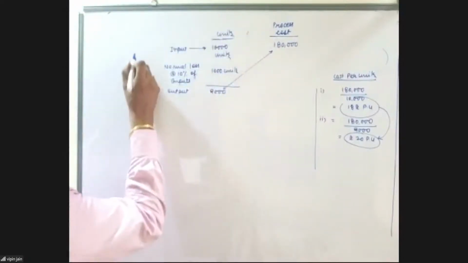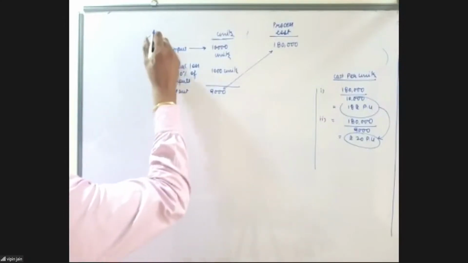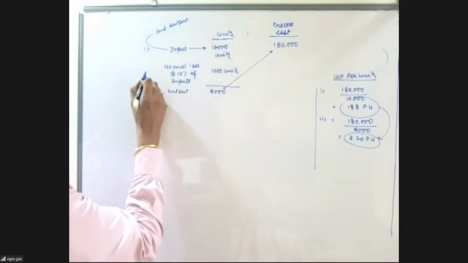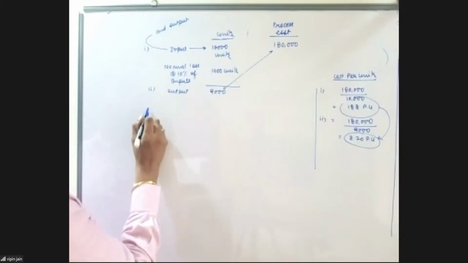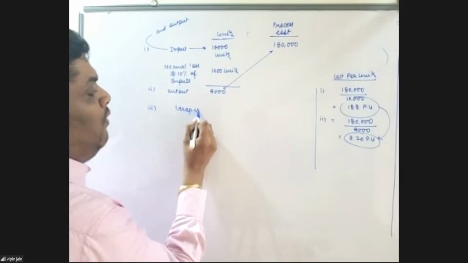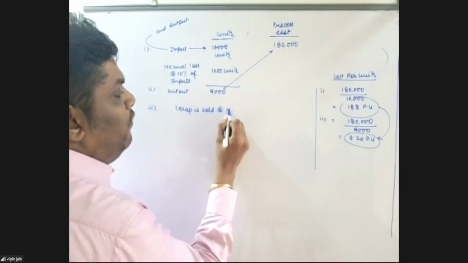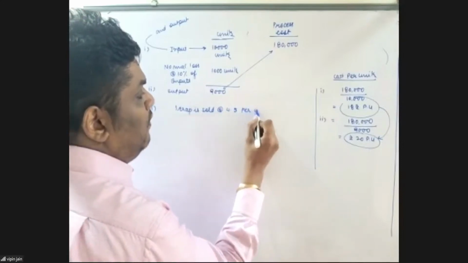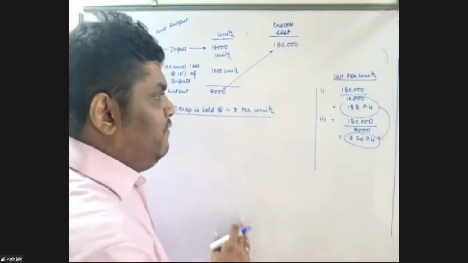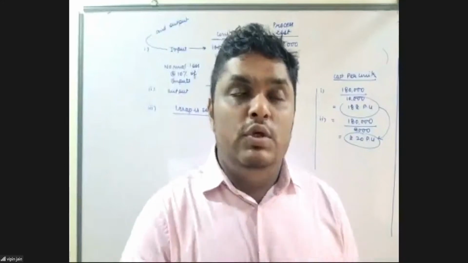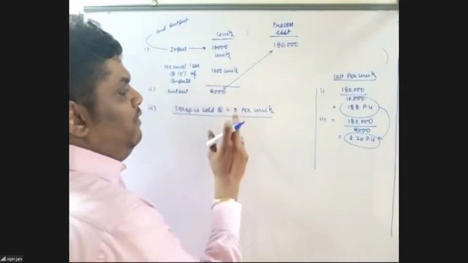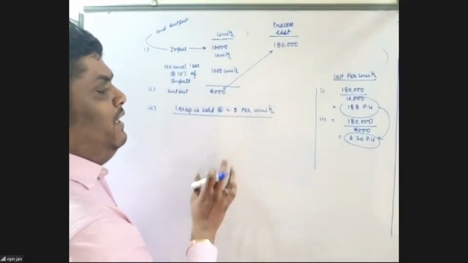Let's take one more situation. Let's say the scrap is sold at the rate of 4.5 per unit. Herein it is given in the question that the scrap, that is the units that are scrapped, can be sold in the market at the rate of 4.5 per unit. It means every unit is sold at the rate of 4.5 per unit as scrap.